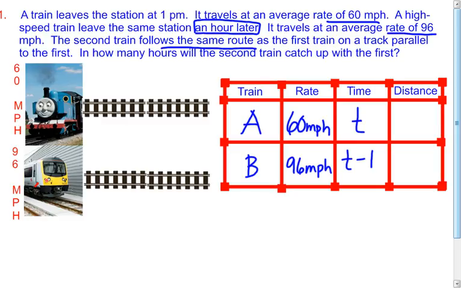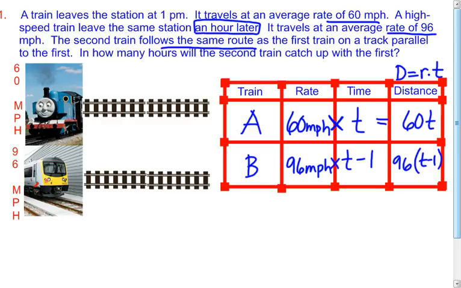Now, you need to be familiar with this equation if you're not, and that is distance equals rate times time. Okay? So train A's distance, basically I'm going to multiply these two things together. So the distance for train A, rate times time, 60 miles per hour times t would be 60t. Then here I will have 96 times the quantity t minus 1. I'm going to multiply those in there.